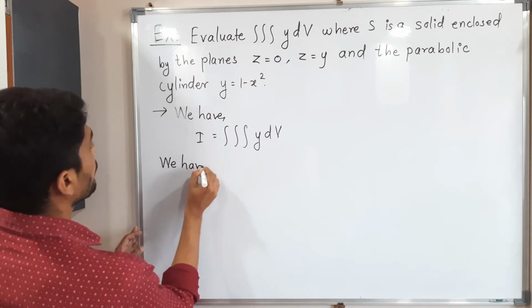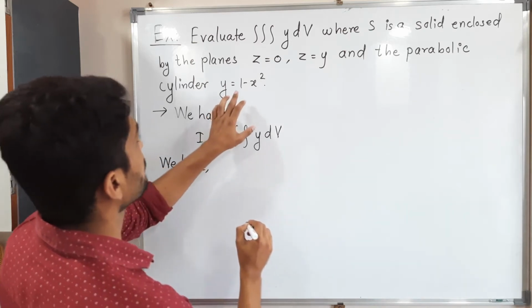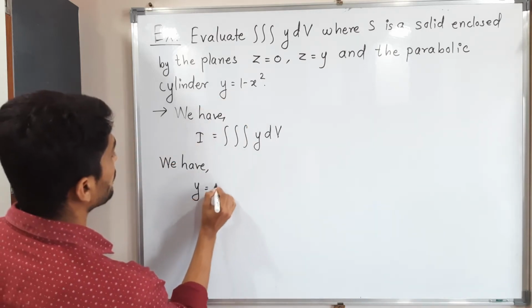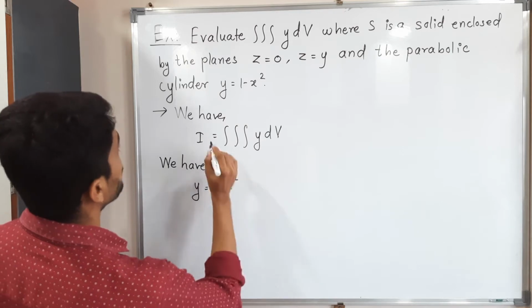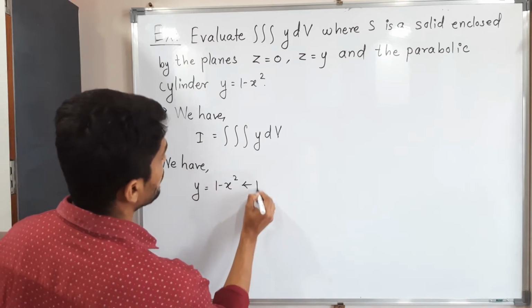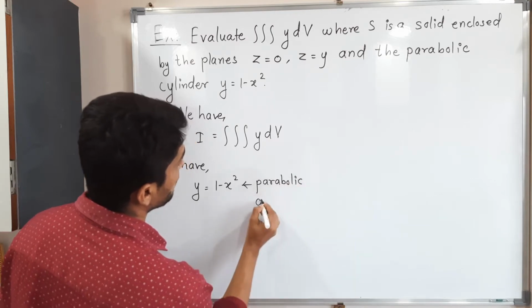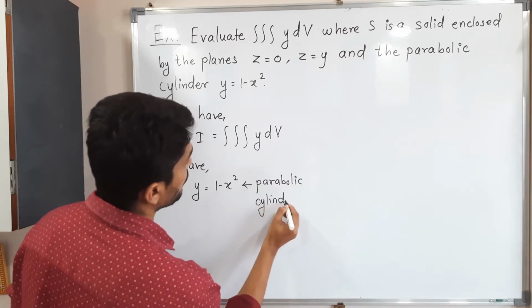As well as the given region is bounded by, I will simply mention what we have first. First of all I will write y is equal to 1 minus x square. So this is a parabolic cylinder, right?